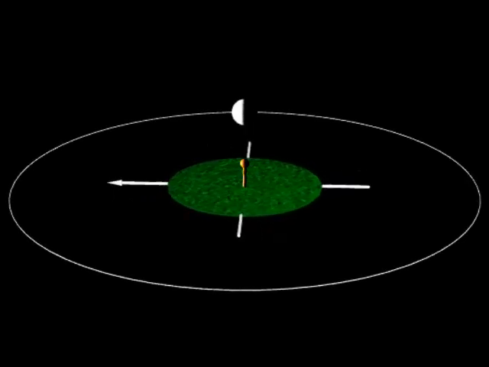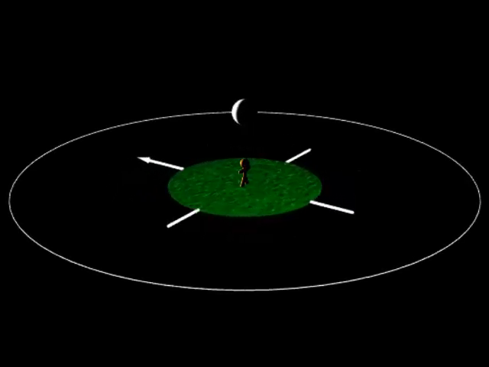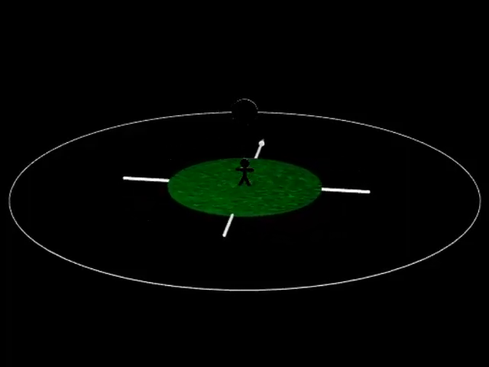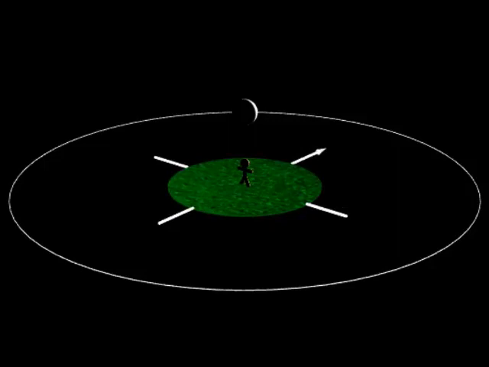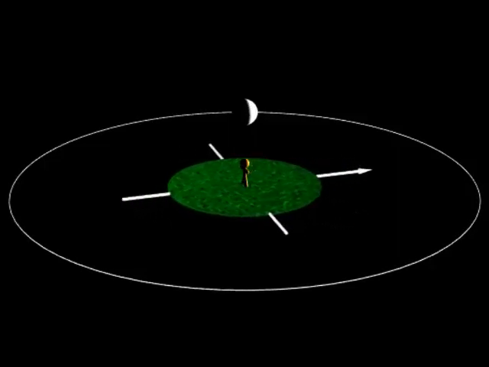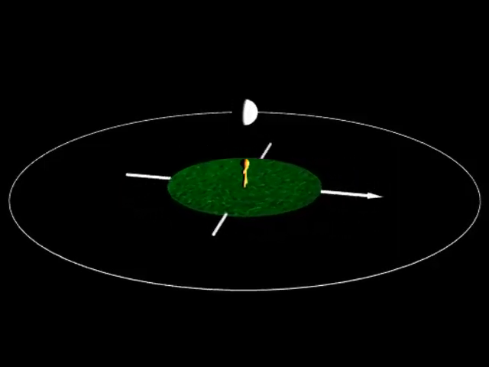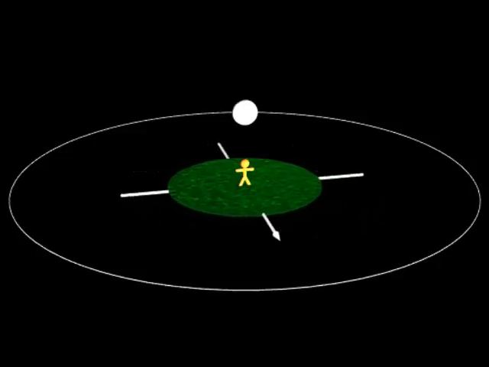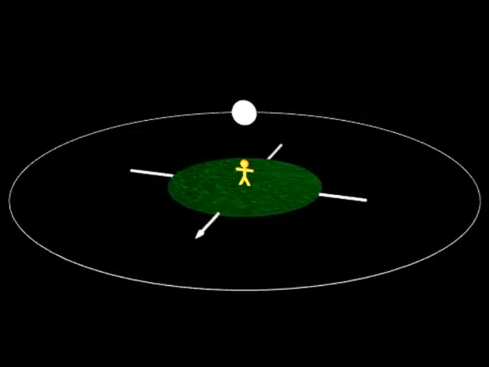What we have here is a simplified demonstration of the phases of the moon. The moon is shown orbiting around the Earth, and the sun is in the far distance in the direction of the arrow. The phase of the moon is determined by the direction of sunlight falling on the moon in relation to our line of sight looking at the moon.